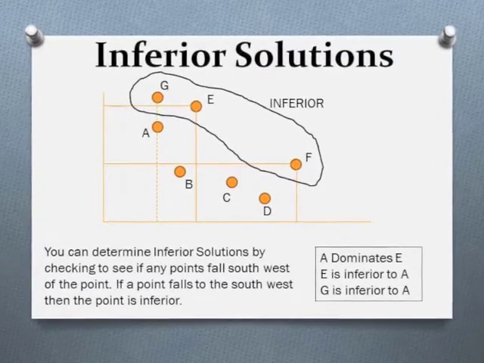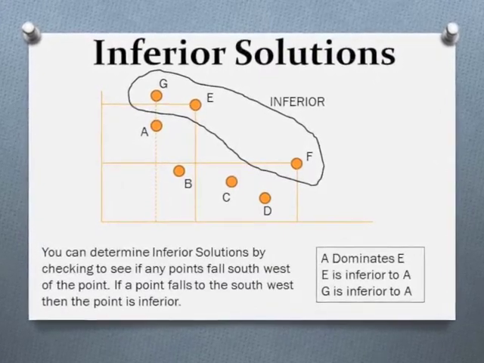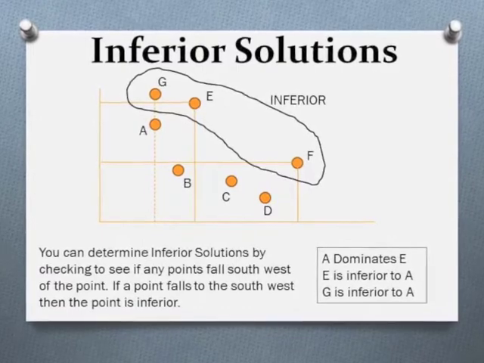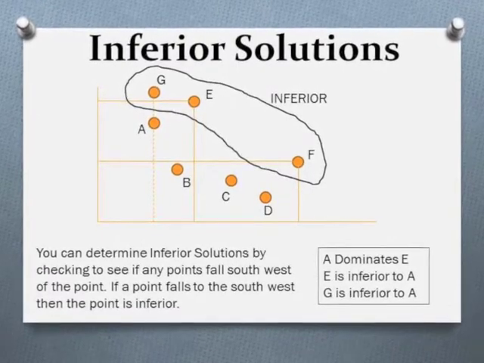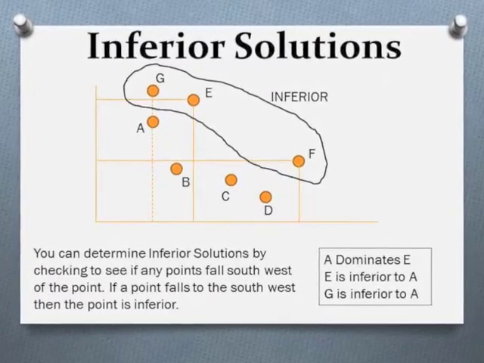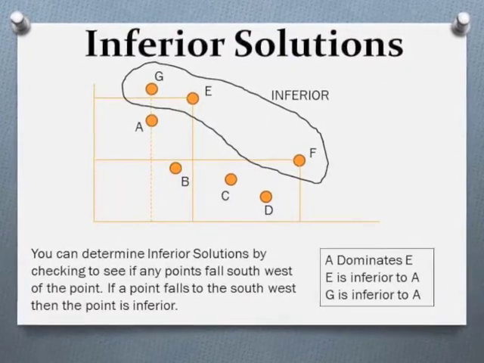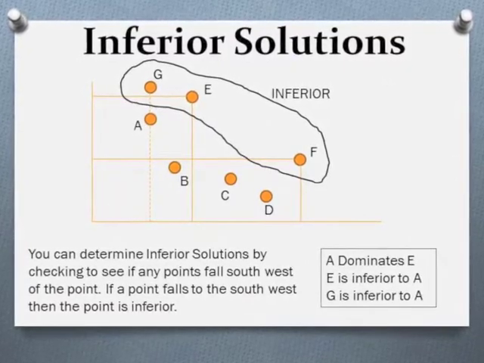on the axis. By looking at the solutions, you can identify what are called inferior solutions, meaning compared to another objective, they're greater than or equal to in one objective and strictly greater in the other objective.